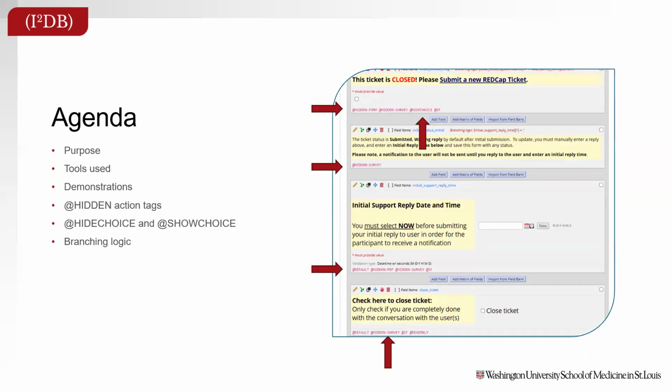So what we'll go through today: the purpose of this topic, the tools used for the topic, then we'll go through some demonstrations after I talk about each of these tools. As you can see, some of them are the @HIDDEN action tags and @HIDECHOICE. If you're wondering if I use them, this is the ticket system that I use to track questions from our users. And as you can see on this particular page, I have @HIDDEN and/or @HIDECHOICE on every single one of these fields. So I use these processes quite often.